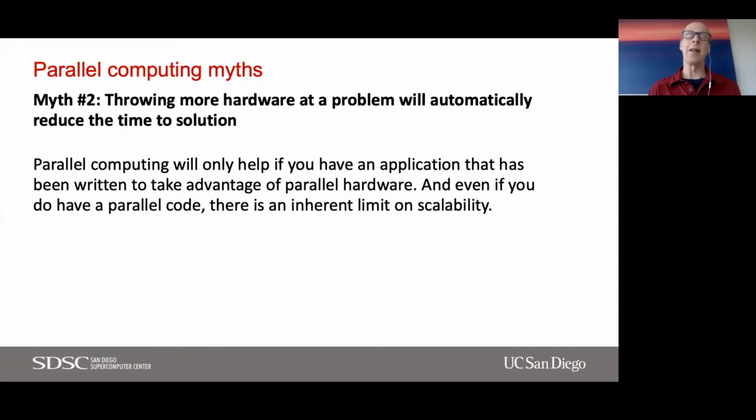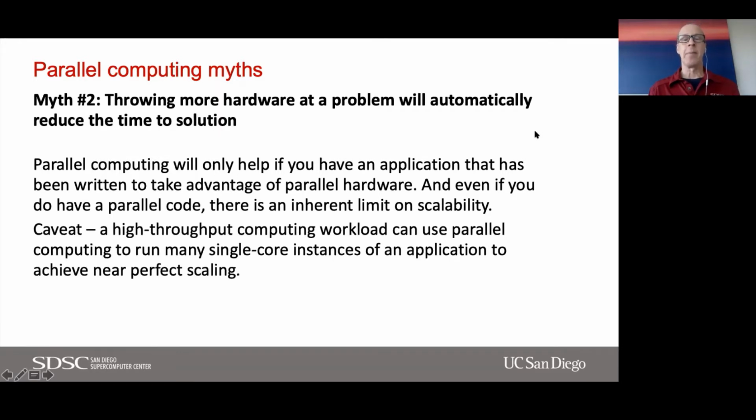If you can solve your problem in half the time on 2 nodes relative to 1 node, that's great. But if you keep throwing more and more hardware at it, eventually you're going to get to a point where the performance gains really peter out. I should say there's one caveat here. I'm not really going to talk about it today, but there's a type of computing called high throughput computing. This is where we use parallel computing to run many instances of a single core job. And when we do that, we get pretty much perfect scaling.